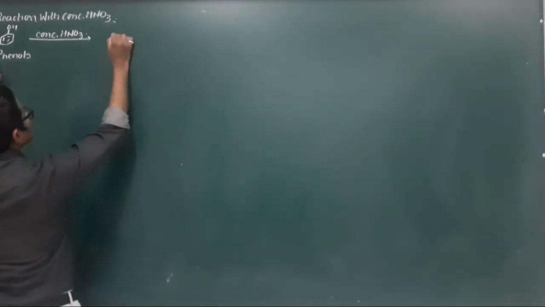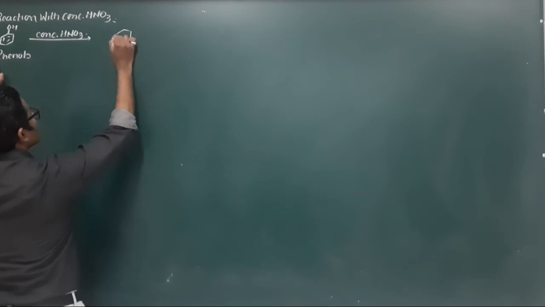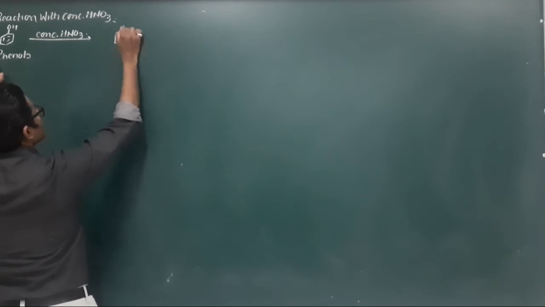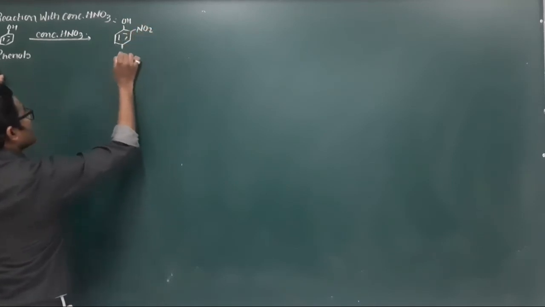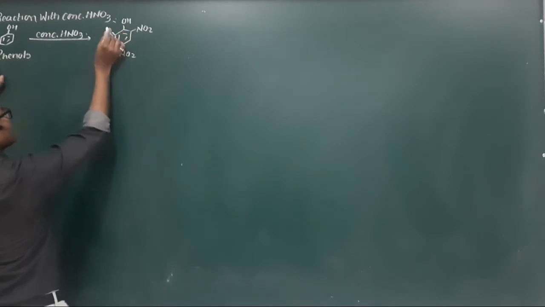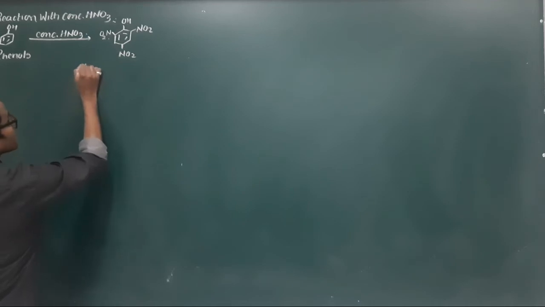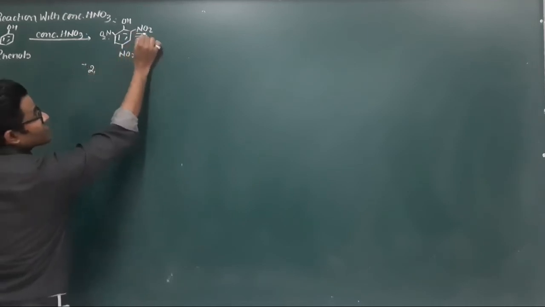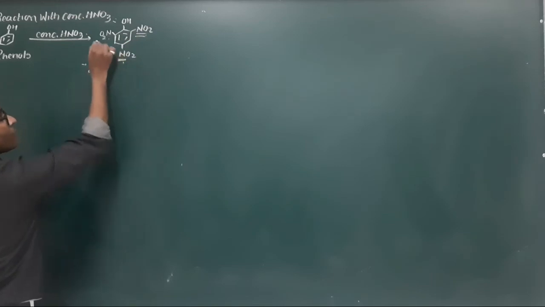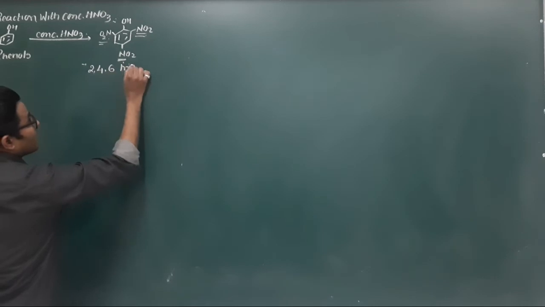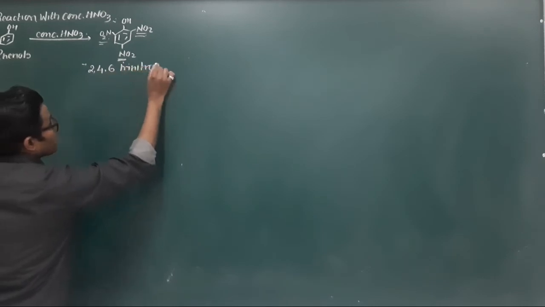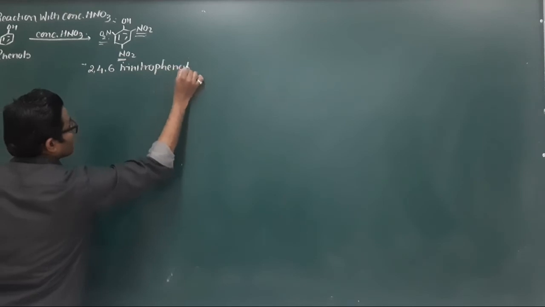So when the phenols react, we will have a product over here as OH, NO2, NO2, and of course another NO2. Right? So here we have position number 2, position number 4, position number 6. So 2,4,6-trinitrophenol. Okay, so this is the first one.